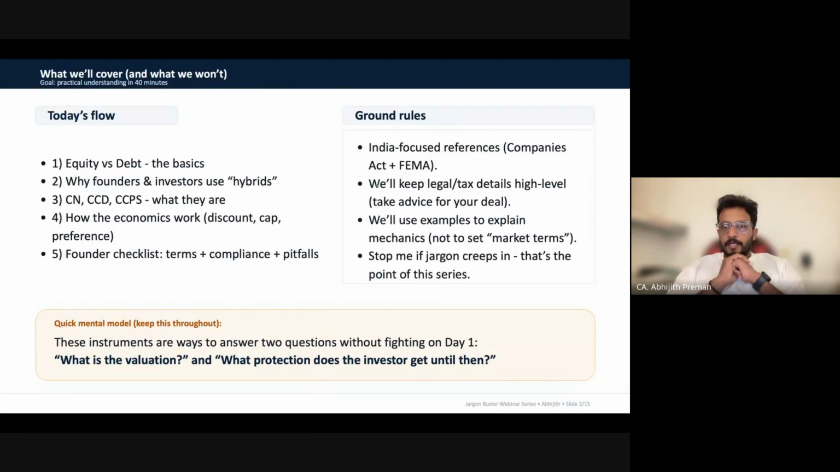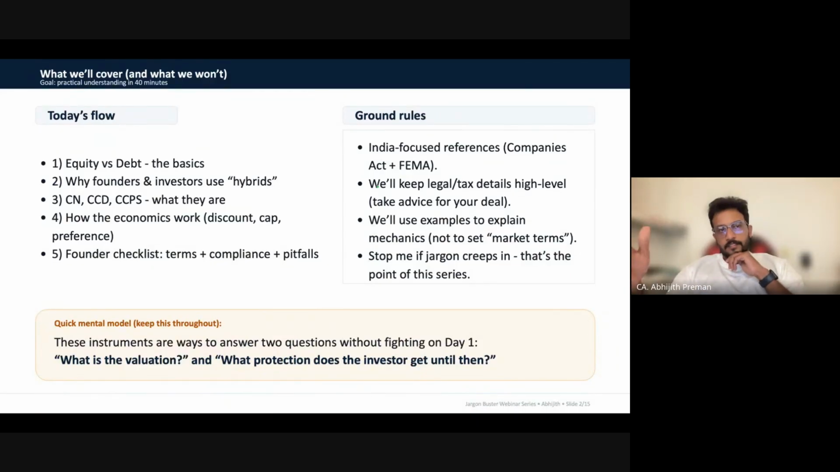So what are the areas we are going to cover in this session? Firstly, what is equity versus debt, a clear differentiation between what is equity and what is debt. That's the first thing I'll be explaining. Then, why founders and investors use hybrids. When I say hybrid, convertible note, CCD, CCPS, etc. are hybrid instruments. When I say hybrid, it is actually a debt but can be converted to equity. So that's the hybrid nature.